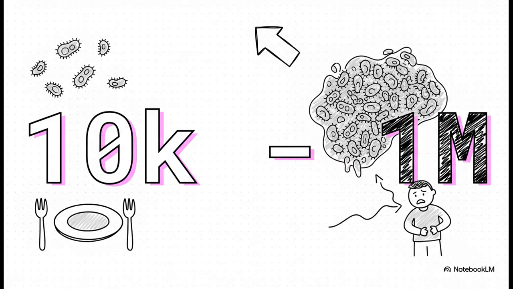Now, this is a really interesting point. To actually get sick from salmonella, you typically need to ingest a very high dose of the bacteria, somewhere between 10,000 and 1,000,000 organisms per gram of food. This tells us something vital. It's not just about a food being contaminated. It's about the food being handled in a way that allows those few bacteria to multiply into a massive army.